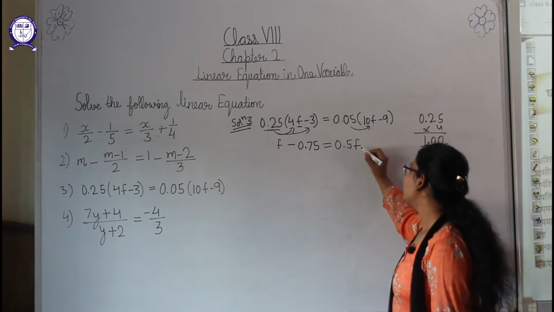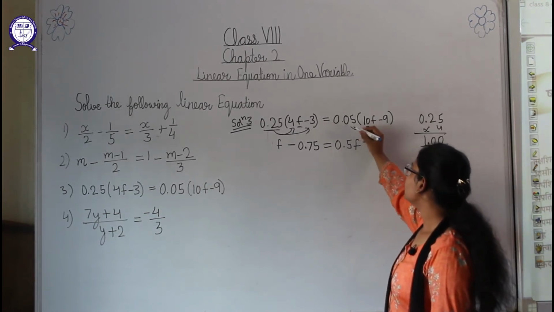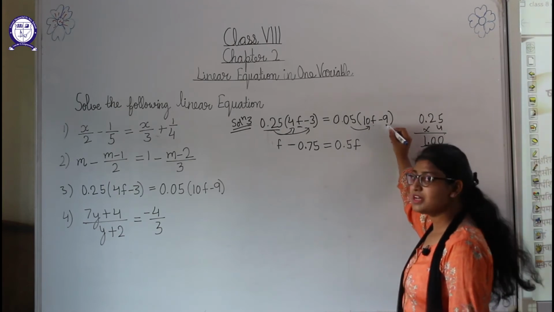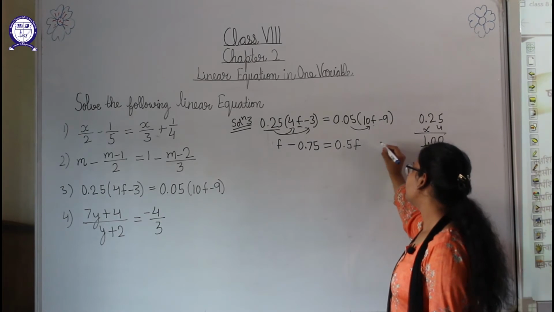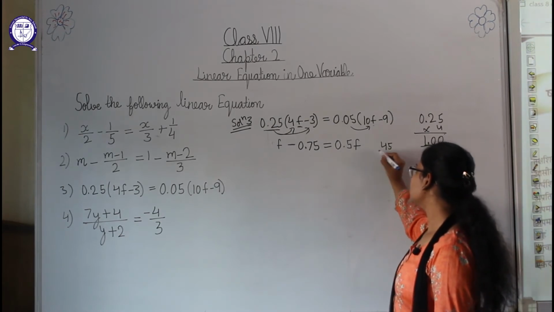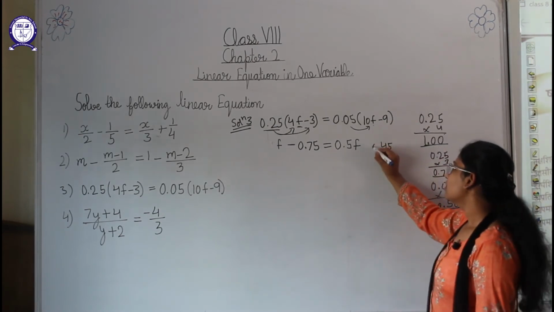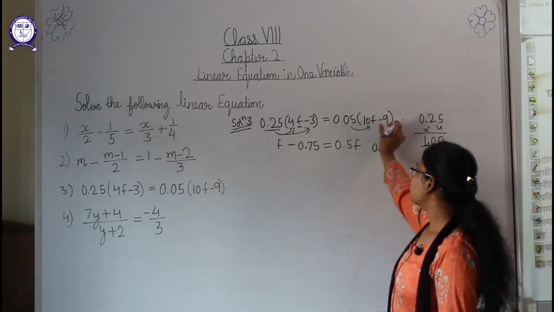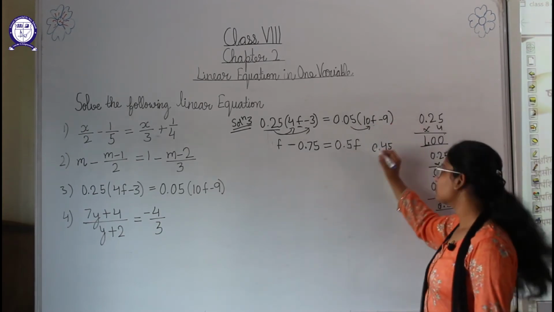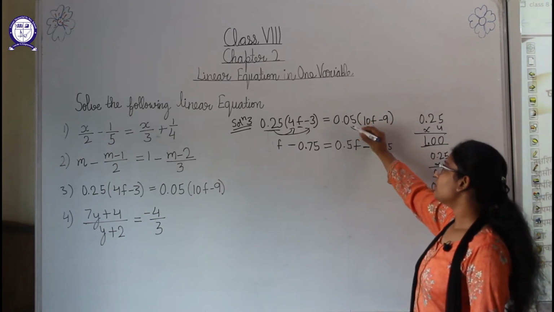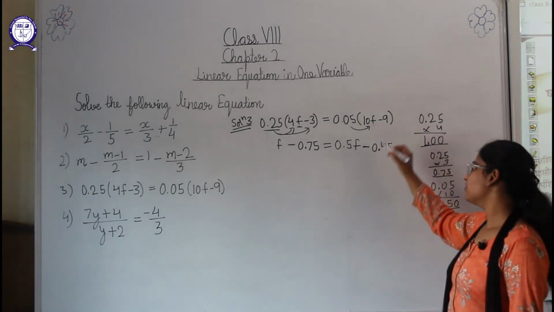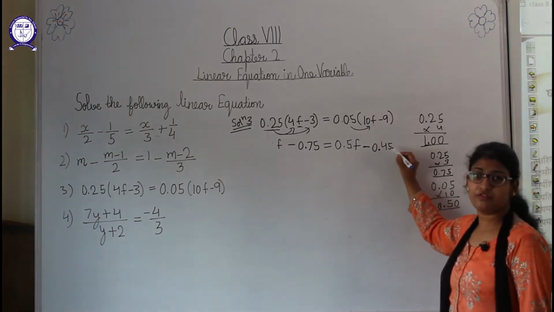So 0.5f. Now 0.05 into minus 9, what will be the answer? 9 5s is 45, and we have to put the decimal before 2 digits, so we will put it here. Okay, and as in the multiplication only one term is negative, so we will put negative sign here. So when we multiply 0.05 with minus 9, we will get minus 0.45.